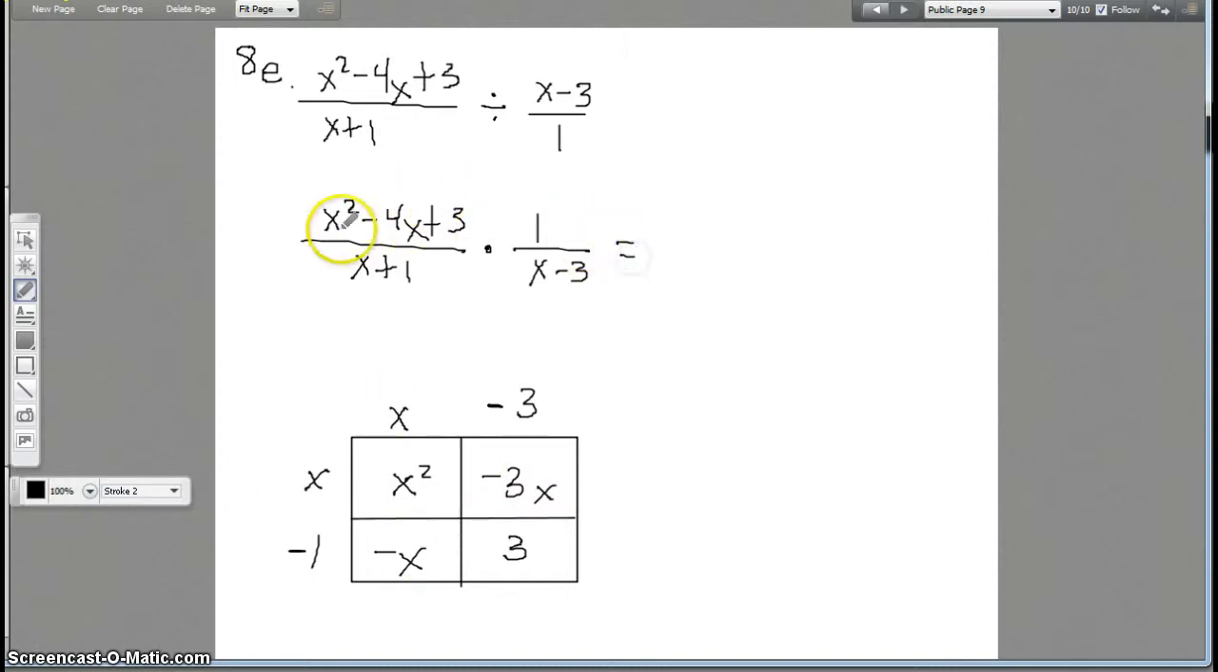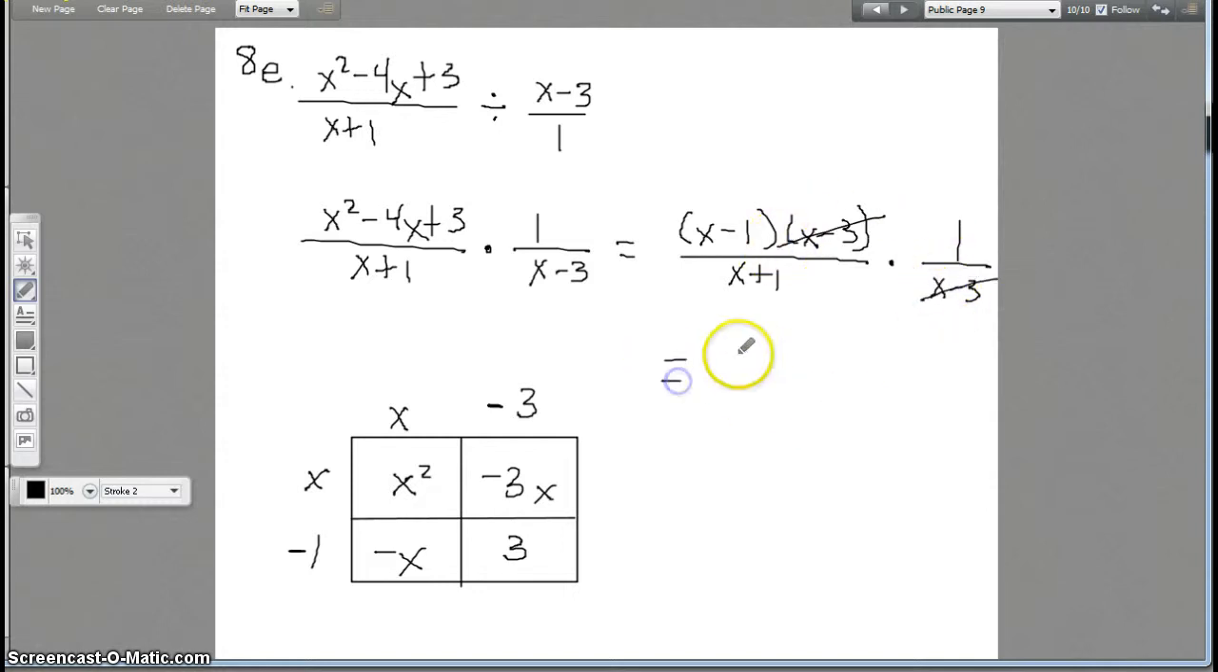So now I'm going to copy our numerator in factored form. (x minus 1) times (x minus 3). And then the denominator of that fraction is x plus 1. And then we're multiplying it by 1 over (x minus 3). So we can see our x minus 3's cancel. And what we're left with is (x minus 1) over (x plus 1). And that cannot be simplified any further. That's as far as it goes.